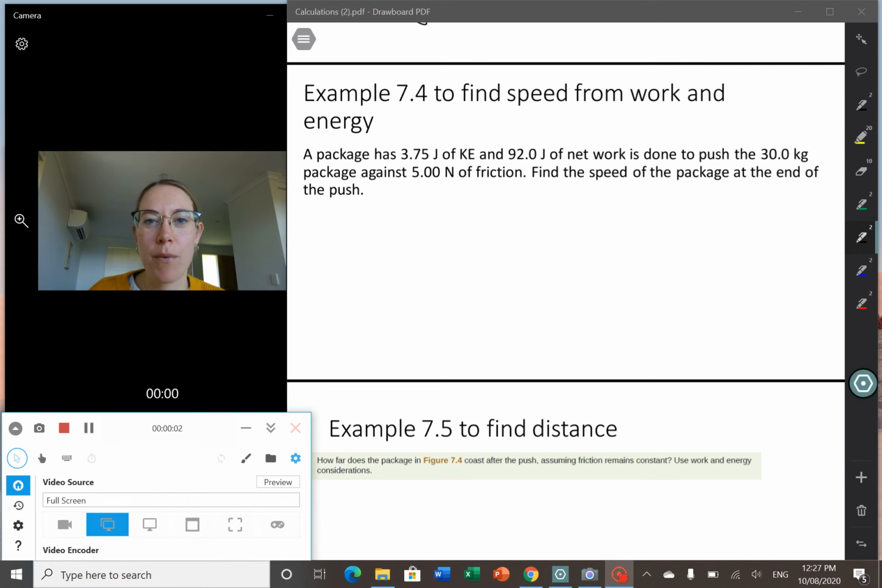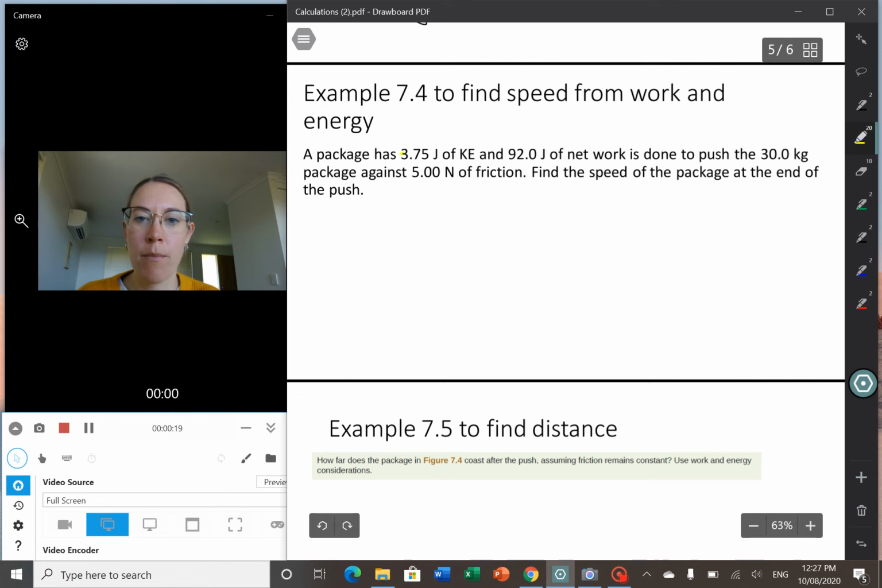In this video, I'll be working through some sample problems applying the work energy theorem to find speed when given work and energy, and to find the distance. These sample problems come from the OpenStax AP College Physics textbook.